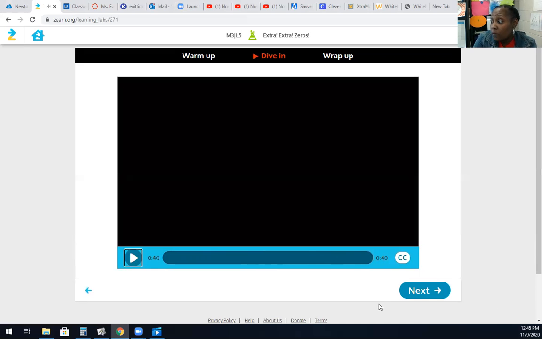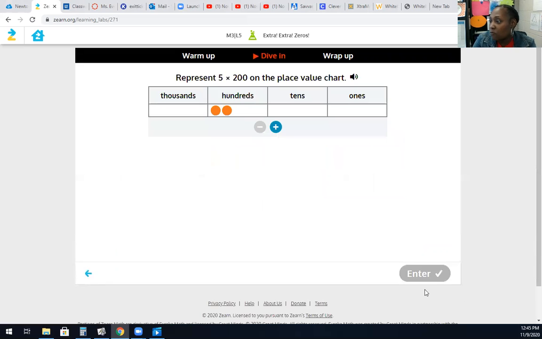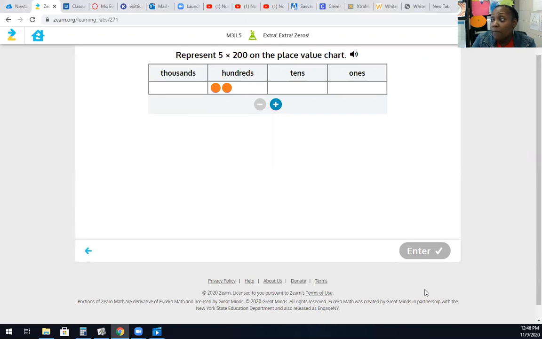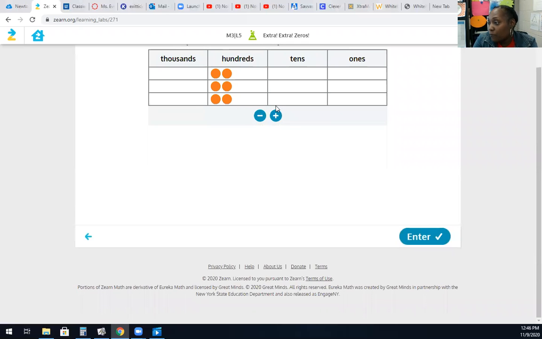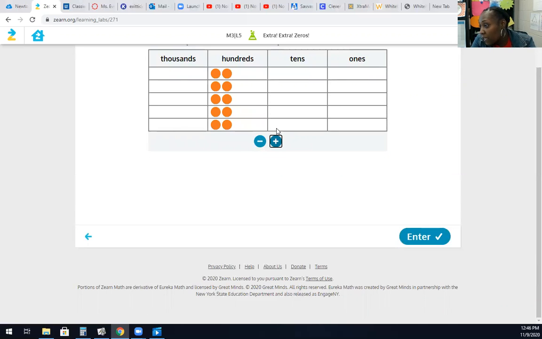Do you remember that's what we did? Okay, let's practice some more. Now we're going to represent 5 times 200 on a place value chart. We did this quite a bit on the other one, so we really should know what we're going to do. It tells us that we need to multiply by 5, and telling us that we need to multiply by 5, we know we need 5 groups of 200. So we need to add 4 groups to get to 5, correct? Did we add too many? Let me count. 1, 2, 3, 4, 5.